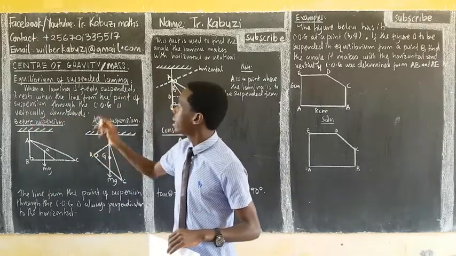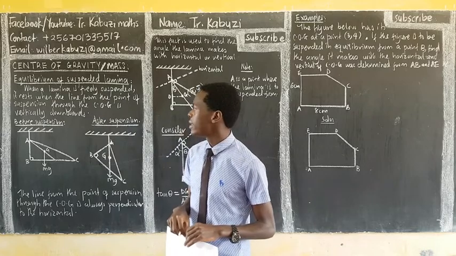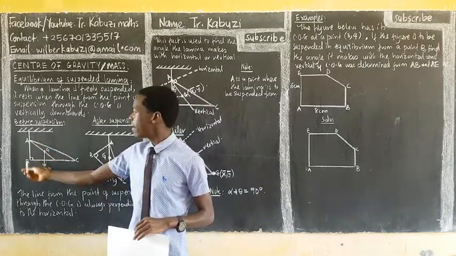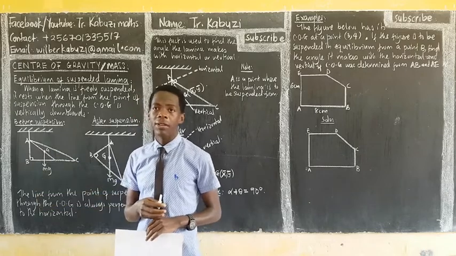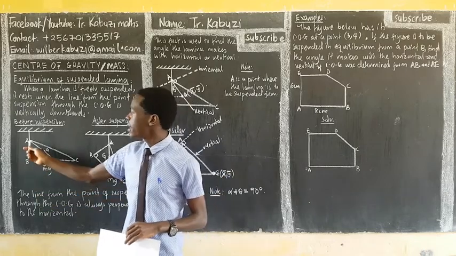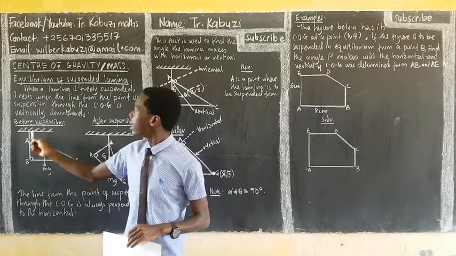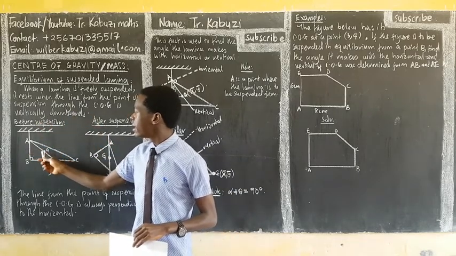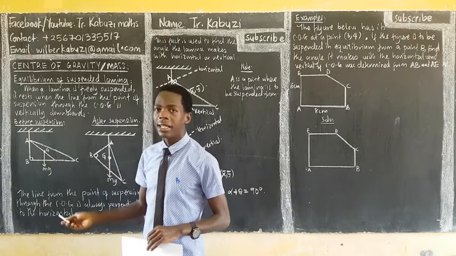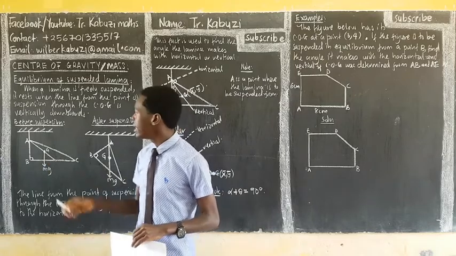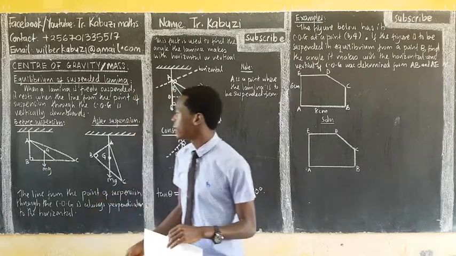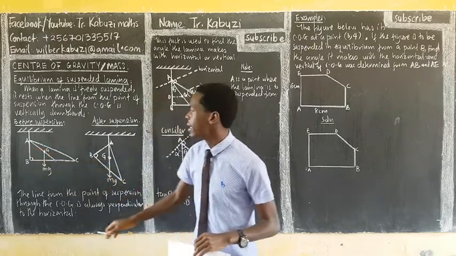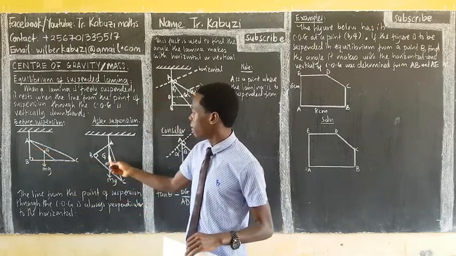through the center of gravity is vertically downwards. This is the case. Now, if this is before suspension, if I have this rectangular or triangular lamina, and I suspend it from A, it is going to rest when the line through the center of gravity is vertically downwards. So this is before suspension, so I'm not suspended here. Then after releasing it, this is going to be the case.